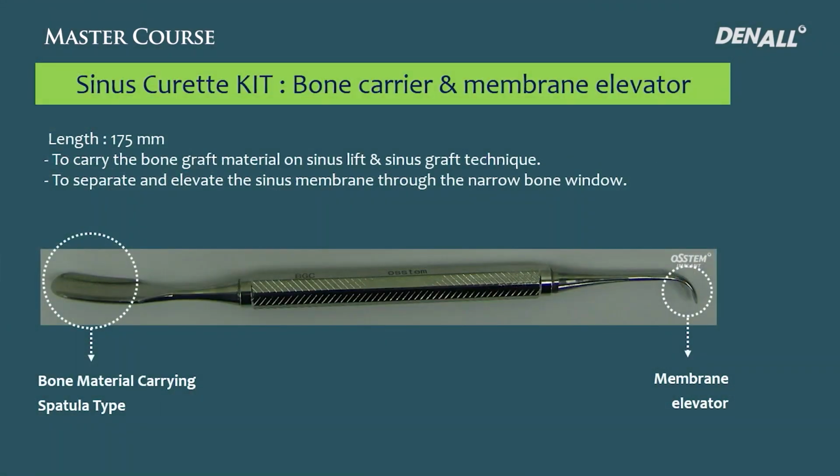This is the final tool. There is bone carrier and membrane elevator on one side. It's a spatula type. You carry the bone graft material to do bone graft. And on the other side, when the bone lid is small, or if you want to do membrane detachment more accurately, you can use membrane elevator. When I do lateral approach to do sinus membrane elevation, I use this tool most frequently.